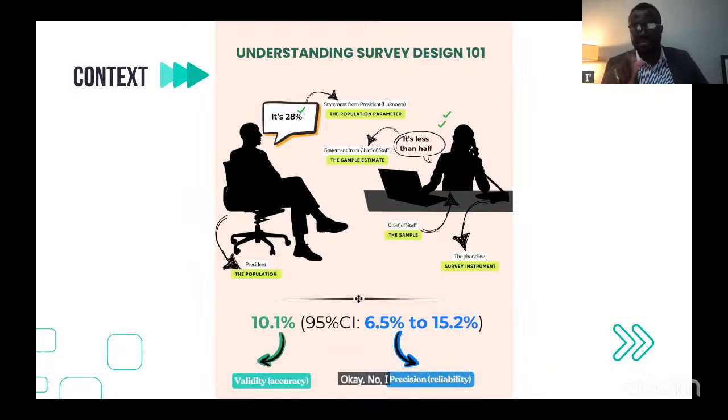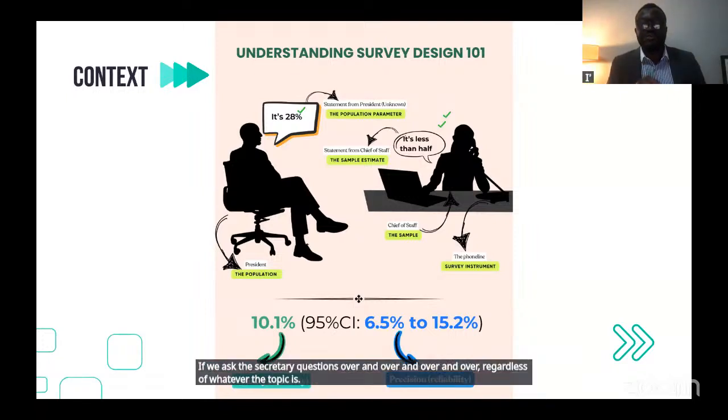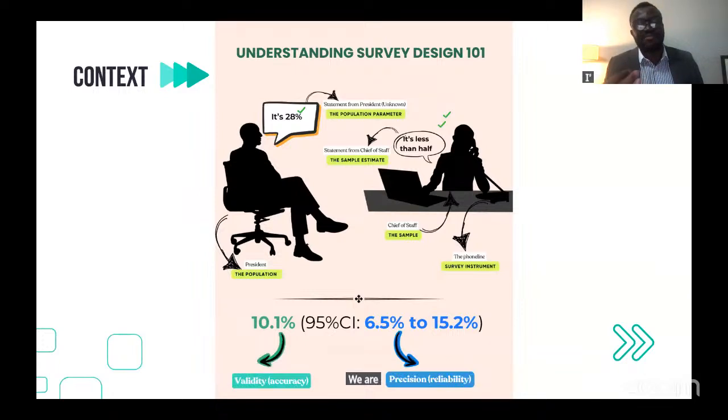Okay, so let me rephrase the question to you. If we ask the secretary questions over and over and over, regardless of whatever the topic is, we are saying that 95% of the time, complete the sentence. So if we were to grab the secretary and ask him questions over and over on any given topic, we are saying that 95% of the times, what will happen?